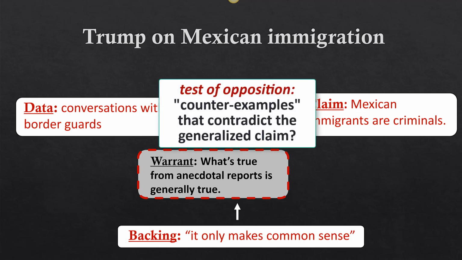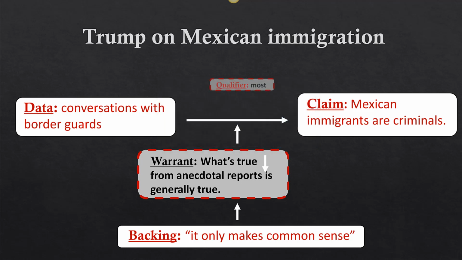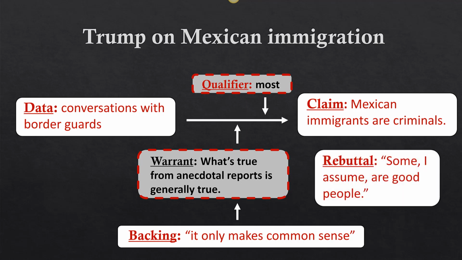Finally, the test of opposition. Are there counterexamples that make the generalization to the entire class unreasonable? Well, yes, that's the case, and Trump himself allows for this at the end of this infamous soundbite. He provides an implicit qualifier of most Mexican immigrants being criminals rather than all Mexican immigrants being criminals because he does provide an explicit rebuttal. "Some, I assume, are good people."